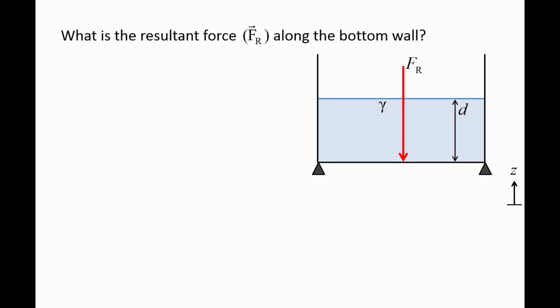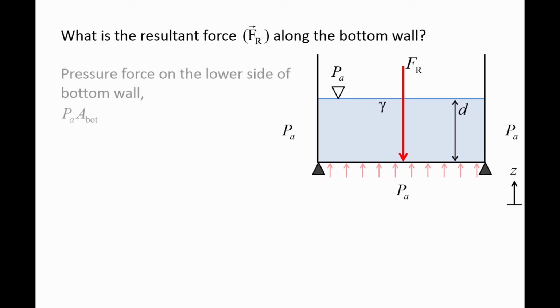First, we will determine the resultant force along the bottom wall. The tank is surrounded on all sides by the atmosphere, which has a pressure PA. On the underside of the bottom wall, which is exposed to the atmosphere, the pressure force is PA times the area of the bottom wall, and this force points upward.